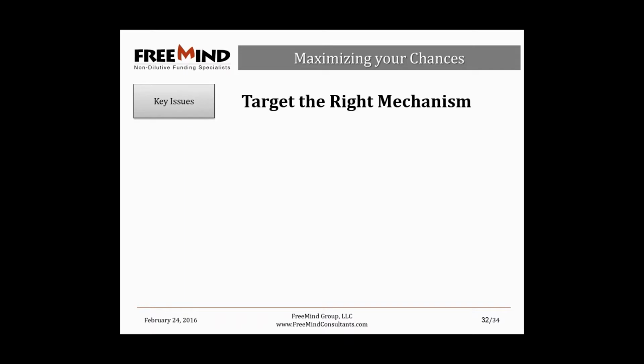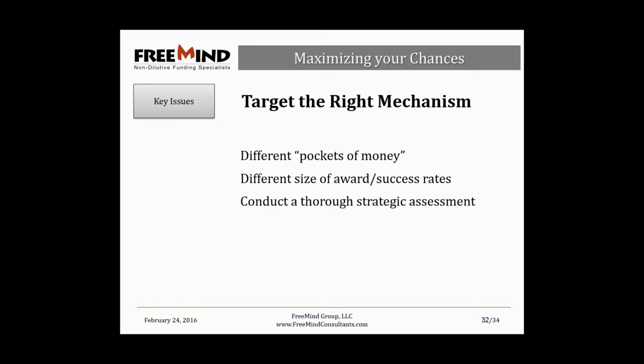And another thing is that you have to target the right mechanism. So there are, of course, different pockets of money. Not all fit all. There are different sizes of awards and also, of course, different kinds of success rates. So you have to make sure that you're submitting to a place that will hopefully fund your research project. You have to conduct a thorough strategic assessment and make sure that you know what's out there before you submit. And basically, our main approach is to have a multi-submission granting strategy.